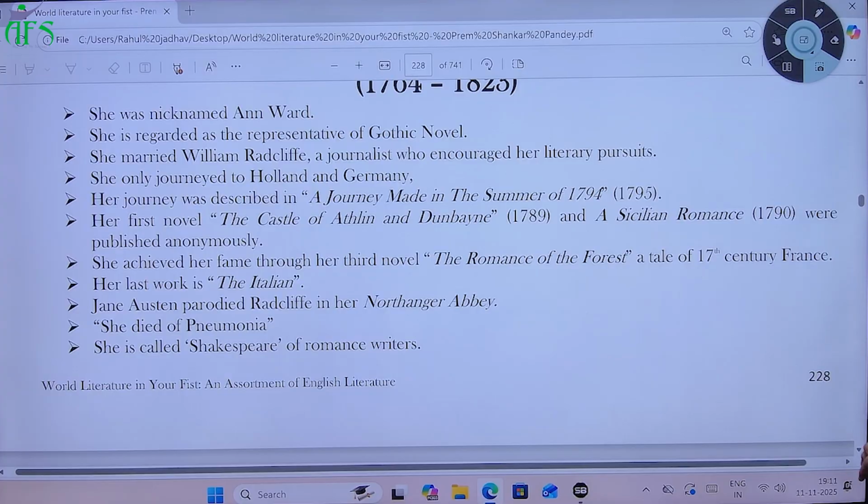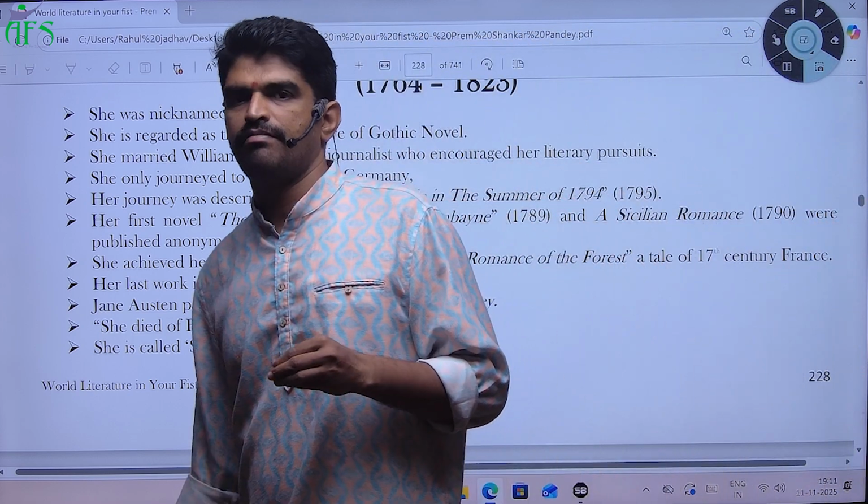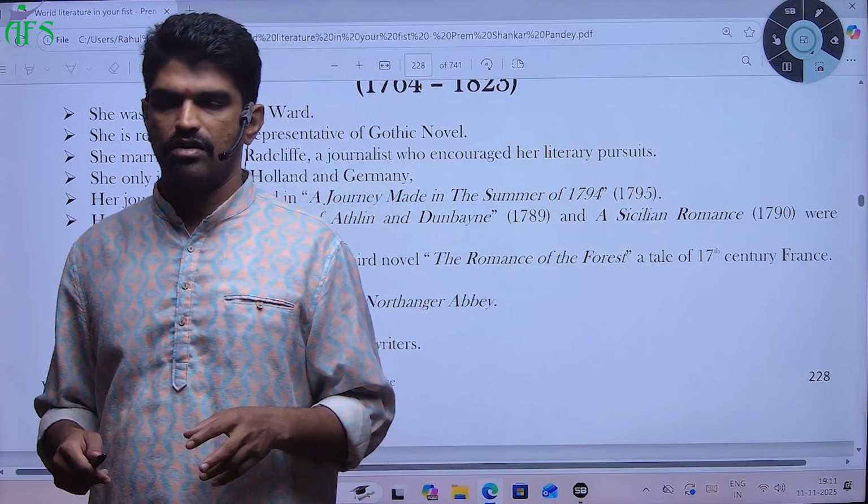She was a nickname and ward. She is regarded as the representative of Gothic novel. Exactly, it is also one of the pioneering impacts of this romantic period.